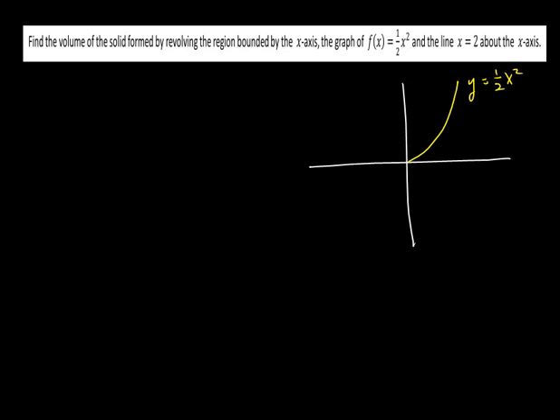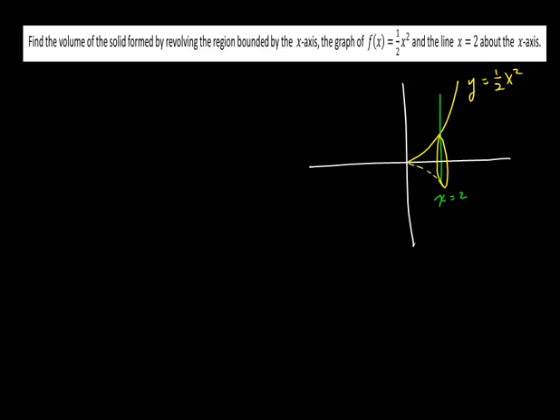So we have the graph of y equals 1/2 x squared. We have the x-axis below it. I'm going to have the line x equals 2 on the right side of that. So what we want to do then is take that little triangular region and spin it around the x-axis, and you should see what's going to form out of that. It's kind of like a cone, but it has slightly curved sides to it. So it will look something like that.